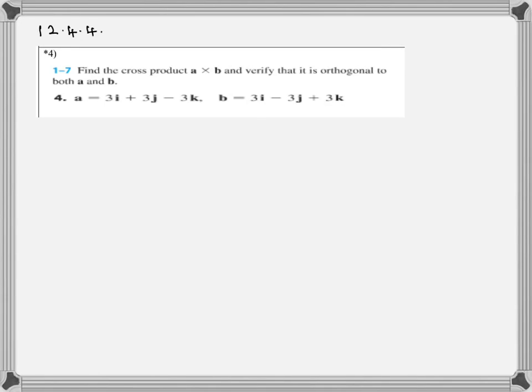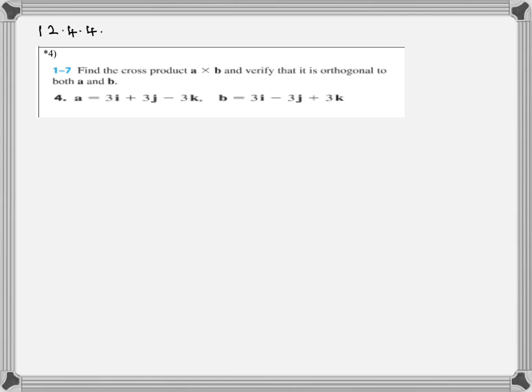Hi, in this video, I will be showing you problem number 4 of chapter 12, section 4. Find the cross product of vector A cross vector B and verify that it is orthogonal to both A and B. Vector A is equal to 3i plus 3j minus 3k and vector B is 3i minus 3j plus 3k.